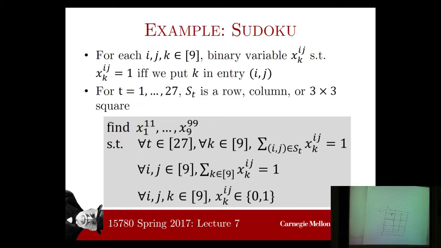Yeah, Jonathan. How could you put 2 in one square if you have the binary constraint where there's always only one x_ijk? Right, because these are 2 different variables. I could have x_ij3, x_ij5, which tell me, do I put 3 in entry ij? Do I put 5 in entry ij?